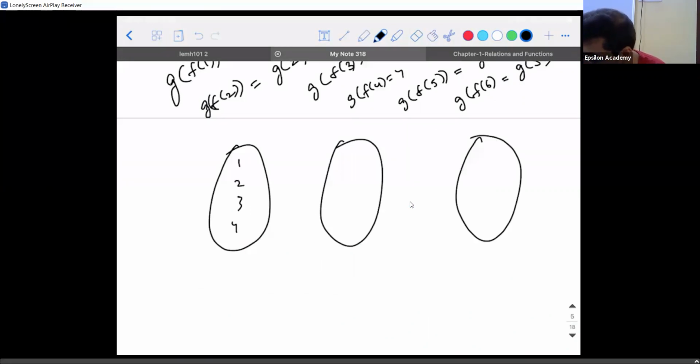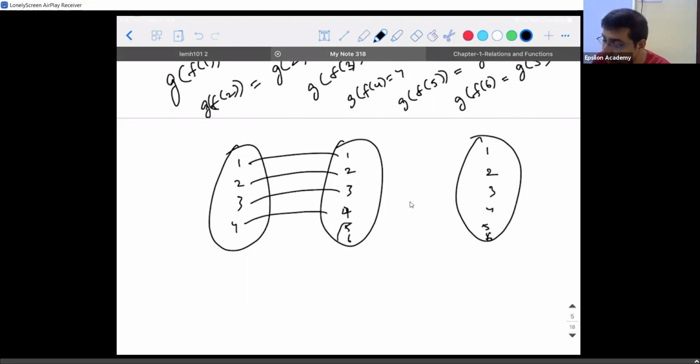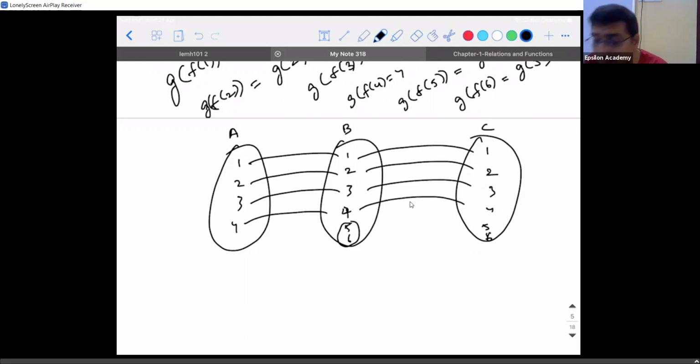See, 1, 2, 3, 4, and 1, 2, 3, 4, 5, 6, and 1, 2, 3, 4, 5, 6. Okay. F of 1 is 1, F of 2 is 2, F of 3 is 3, F of 4 is 4. So 5 and 6 are the elements which are not exhausted. They do not have any pre-images in the set A. But I can define a function g such that g of 1 is 1, g of 2 is 2, g of 3 is 3, g of 4 is 4. But there is no rule that is imposed on 5 and 6. But still I have G circle F to be defined.